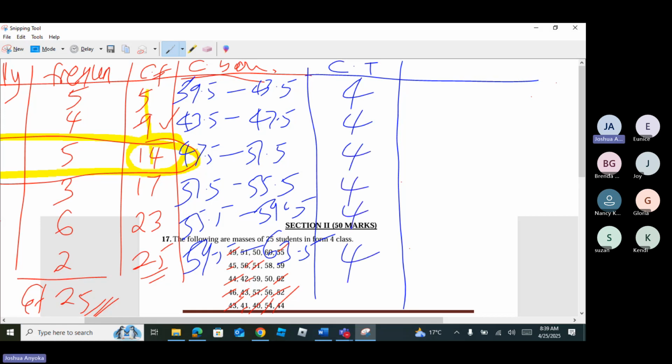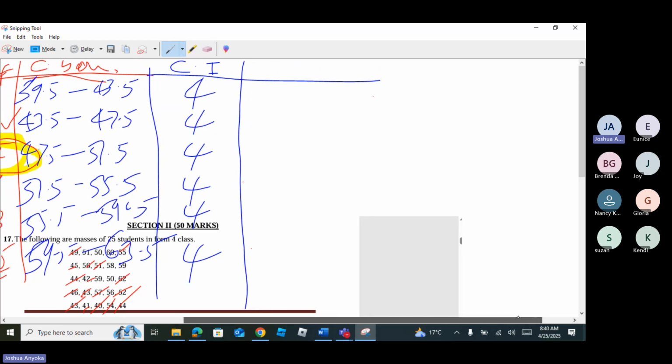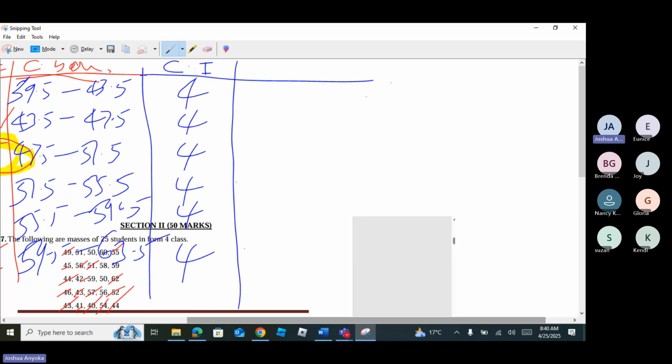So what do you notice is that the class intervals are uniform. If the class intervals are uniform, they inform us that we don't need a column for frequency density. So you must have the sequence, the flow of ideas.